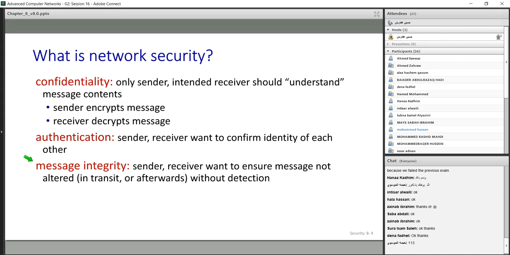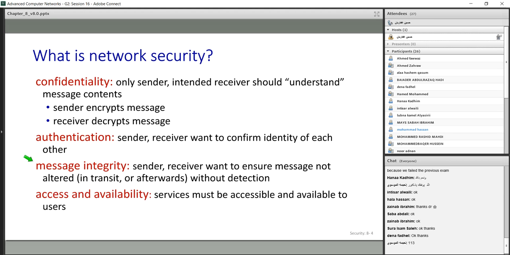And if my message has been altered or changed during the pass, the receiver should understand that this message is changed. I don't know why. I don't know who applied these changes. Who altered the message? I don't know. But I know that this message is altered. Okay? This is the third aspect of network security.